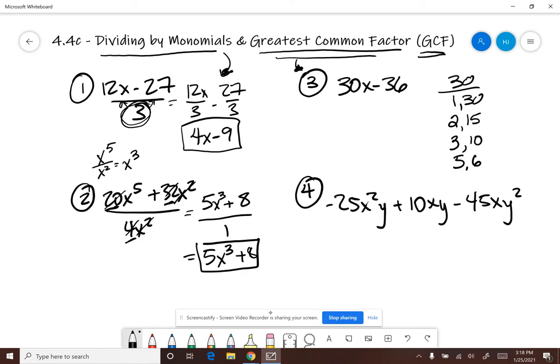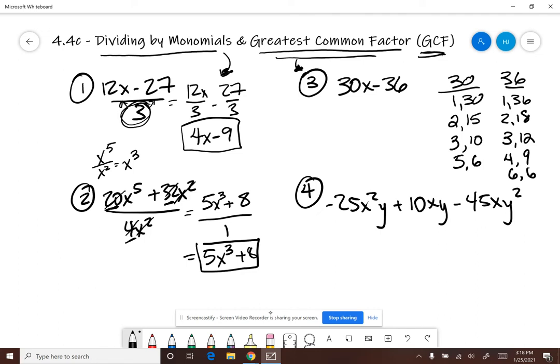Now let's look at 36, the factors of 36. And that's 1 and 36, 2 and 18. I'm moving a little bit fast. 3 times what gives me 36 would be 12. 4 times 9. And then 6 times 6. A lot of factors for 36, right?